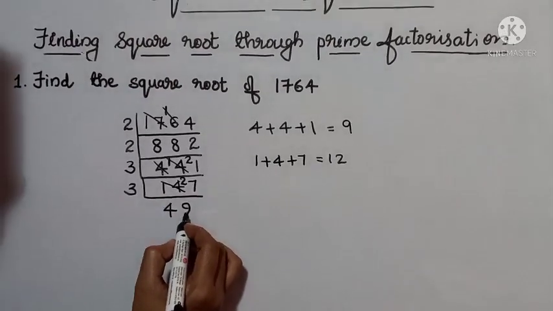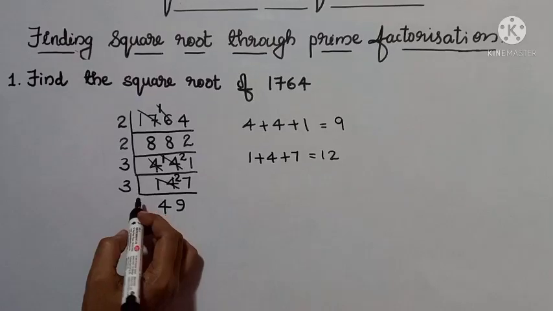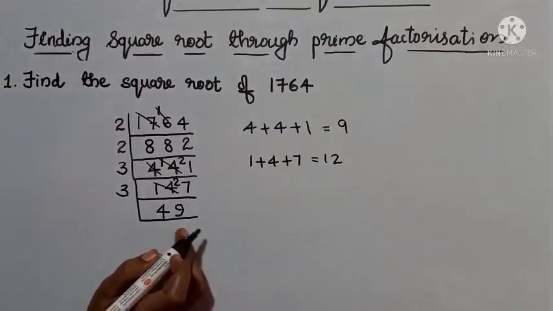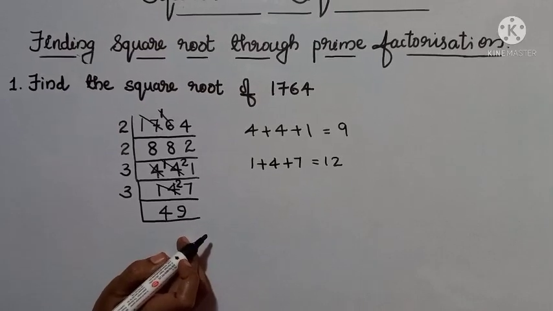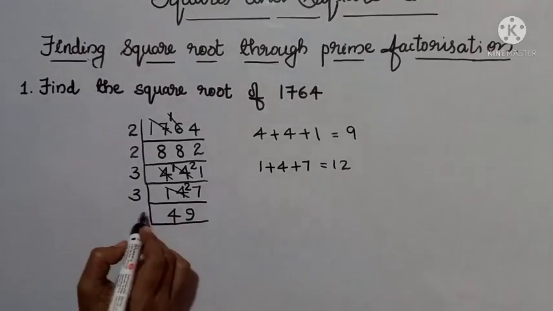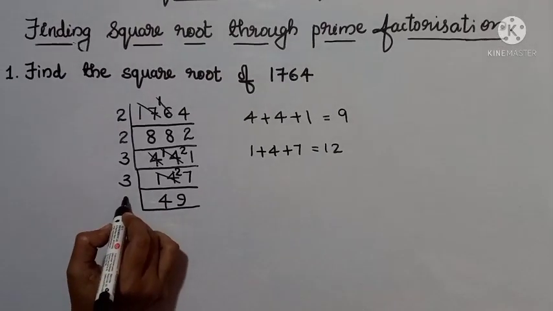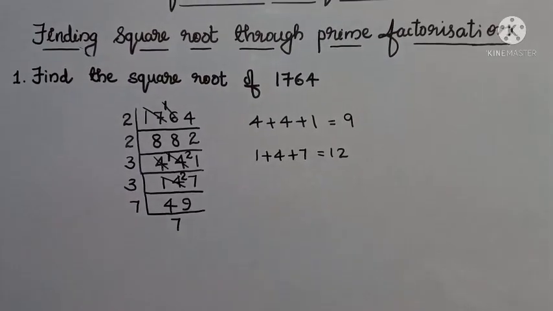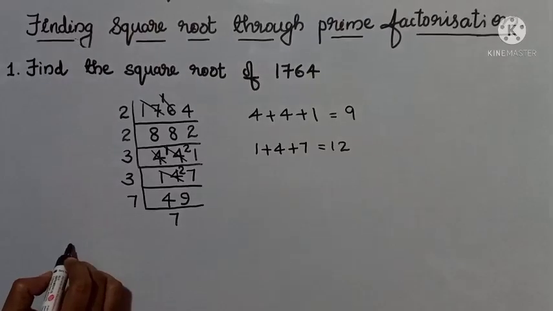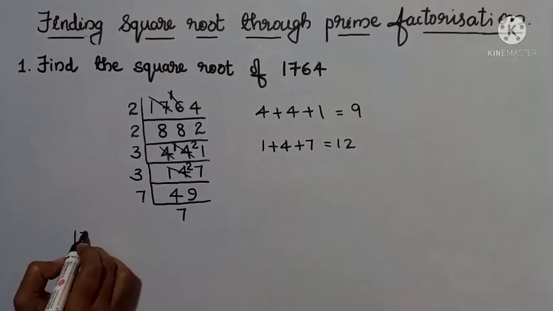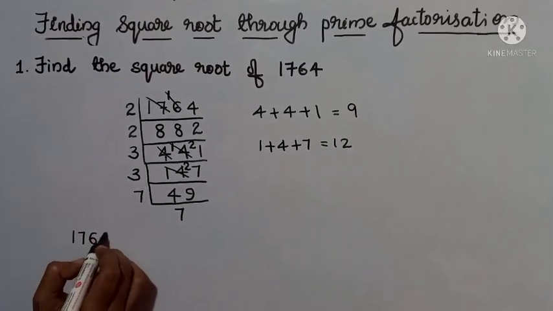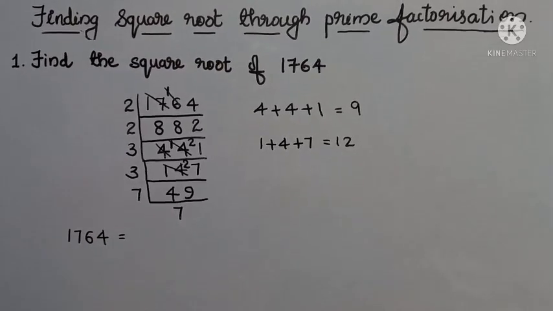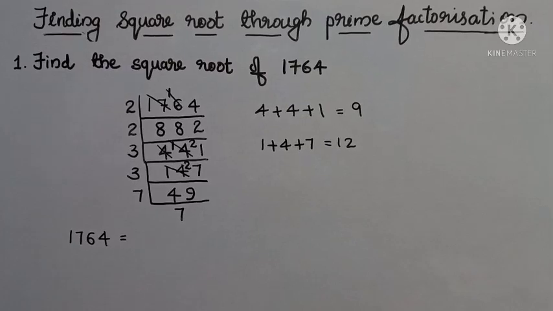We know 9 times. Then again we know 49 is a multiple of 7, and 7 is a prime number. So definitely 49 is divisible by 7, and we are writing 7 here also. Then next step we are writing 1764 as the product of its prime factors.